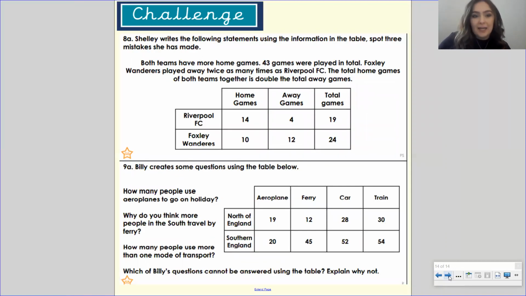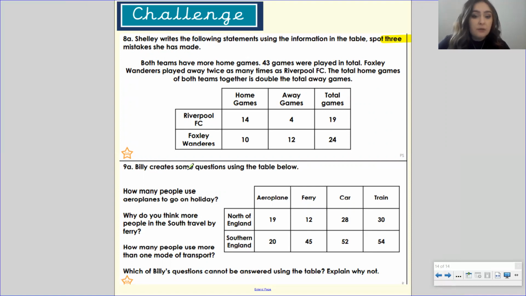Okay, and the challenge. So the first challenge says, Shelley writes the following statements using information in the table. Spot 3 mistakes she has made. Both teams have more home games. 43 games were played in total. Foxley Wanderers played away twice as many times as Liverpool FC. And the total home games of both teams together is double the total away games. So you need to spot 3 mistakes she has made.